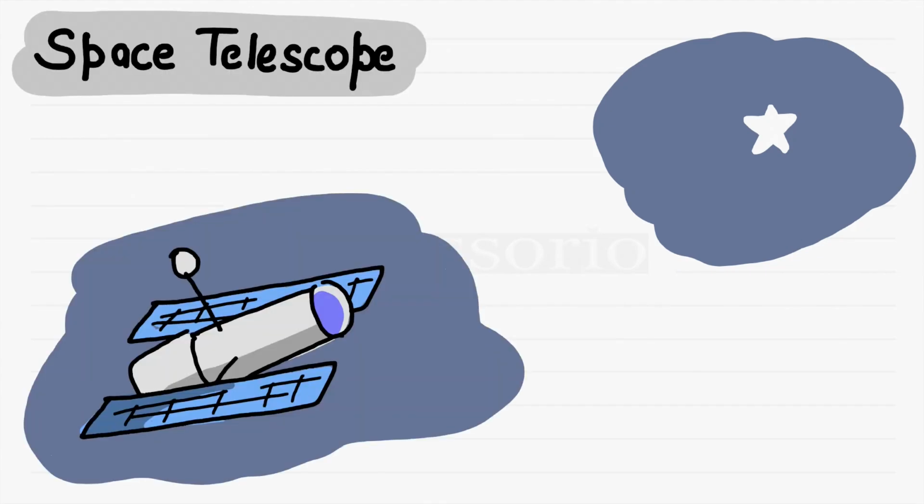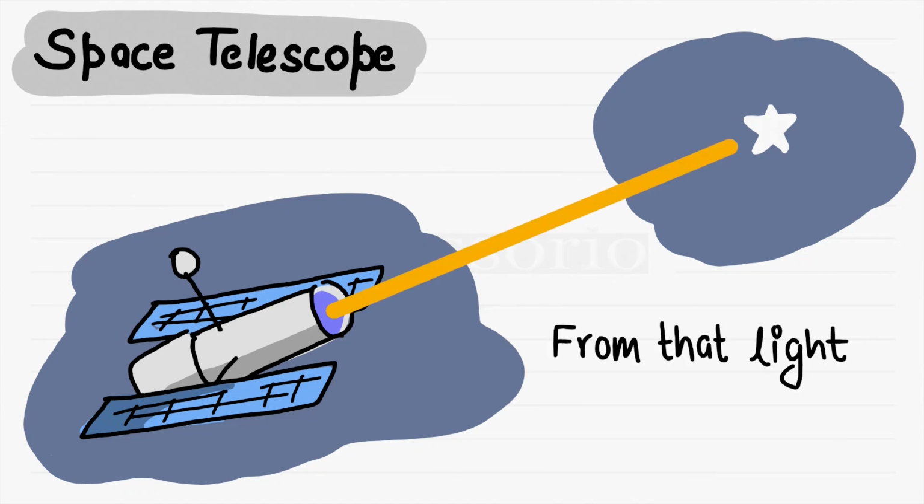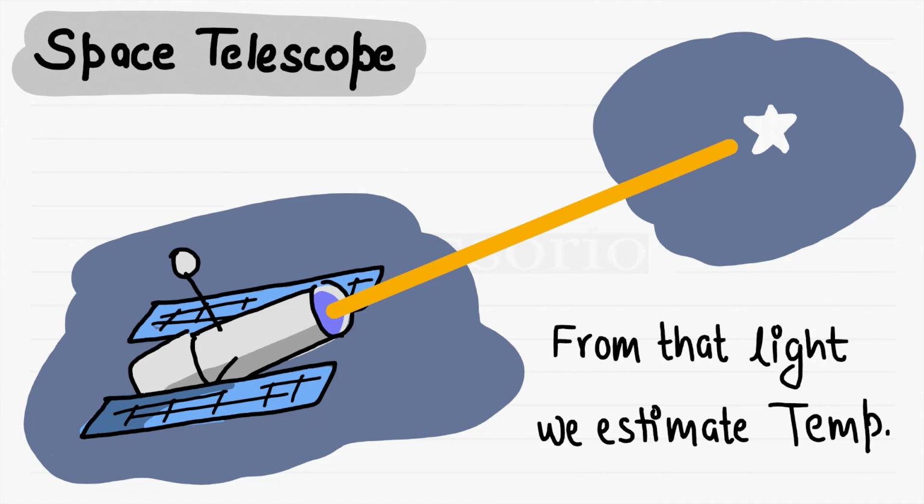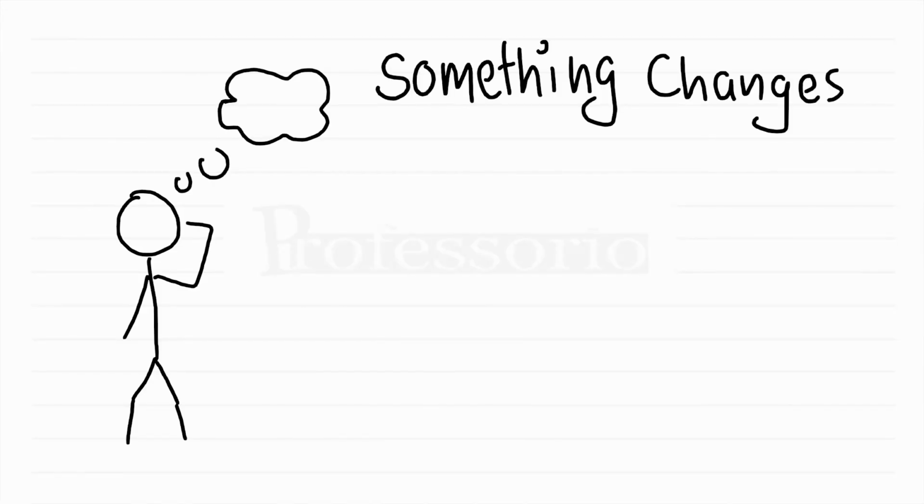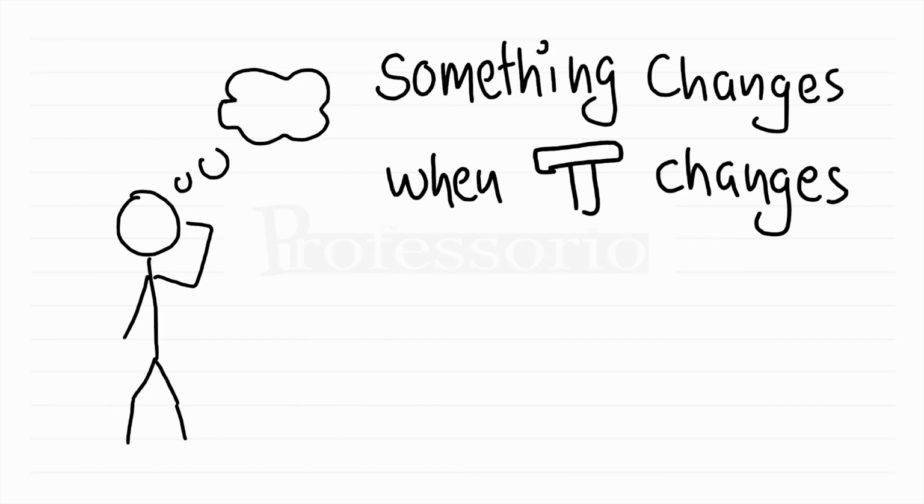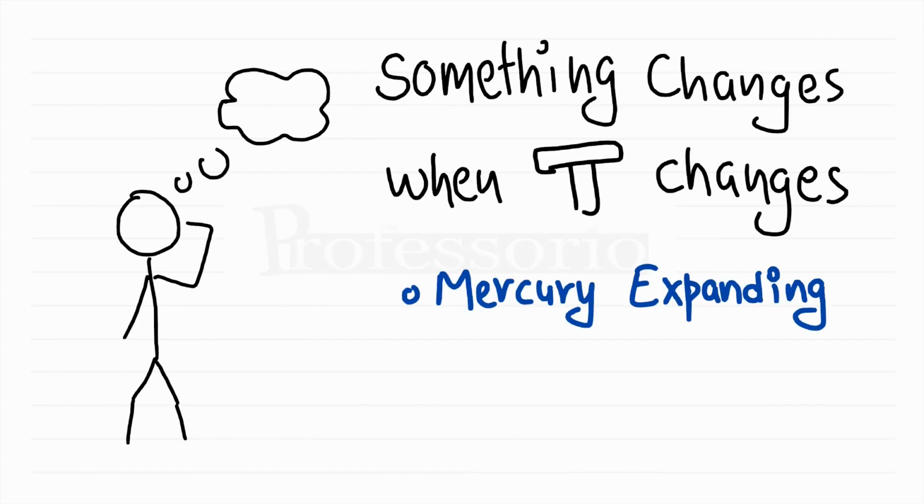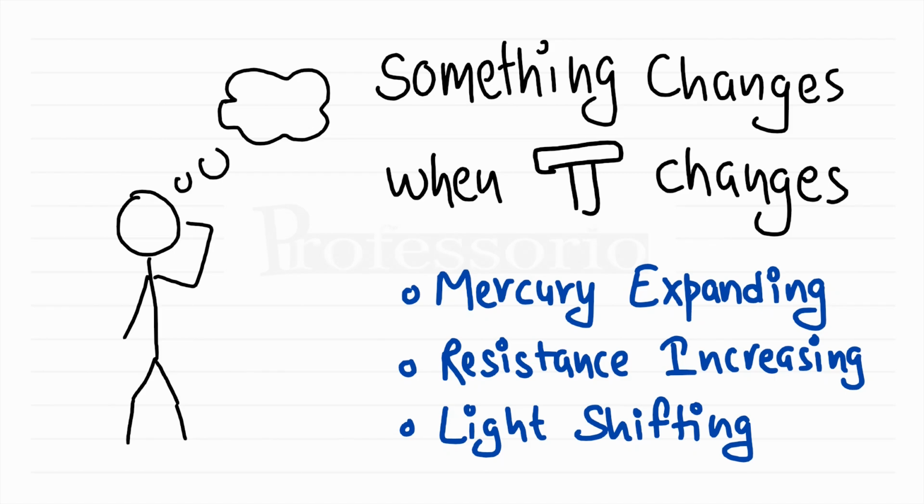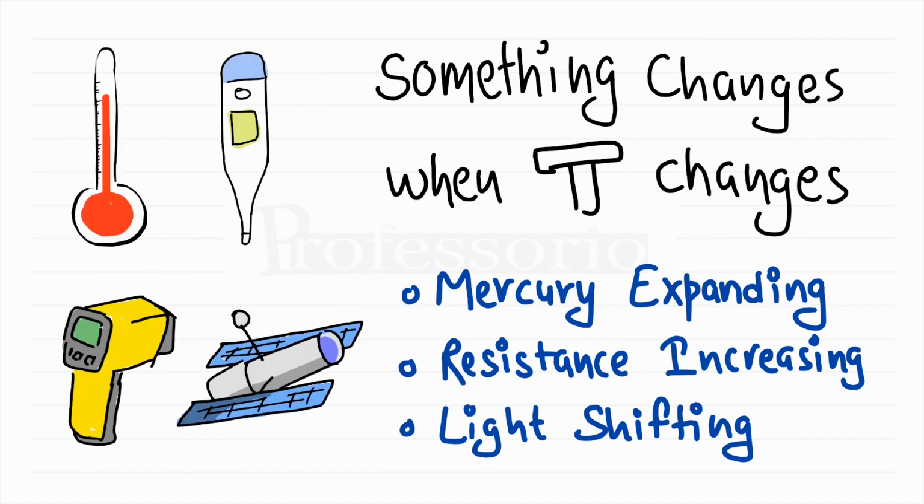And for things far beyond our reach, like stars, we use space telescopes that look at the color of the light coming from them. From that light alone, we can tell how hot they are, millions of light years away across space. If you think about it, the idea is the same. Something changes when the temperature changes. Whether it's mercury expanding, resistance increasing, or light shifting in color. Every thermometer is just a clever way of reading what nature is already telling us.